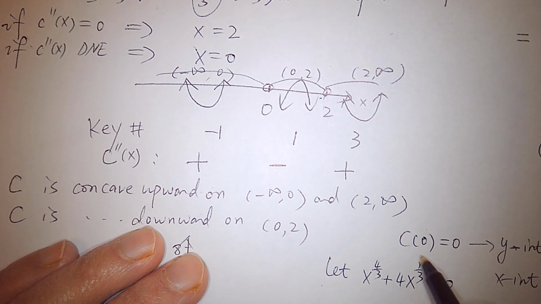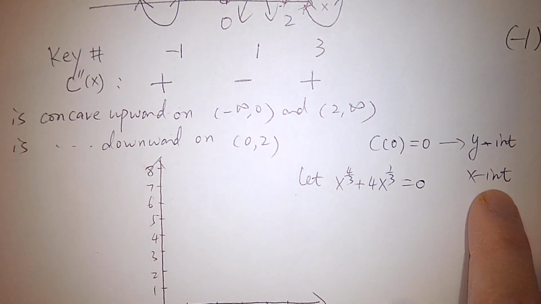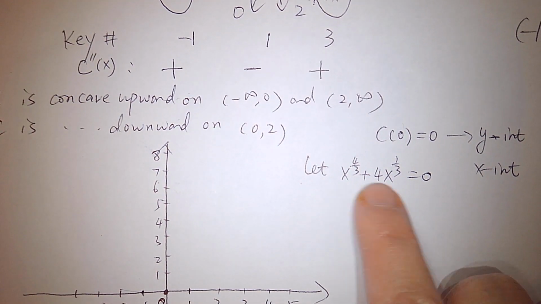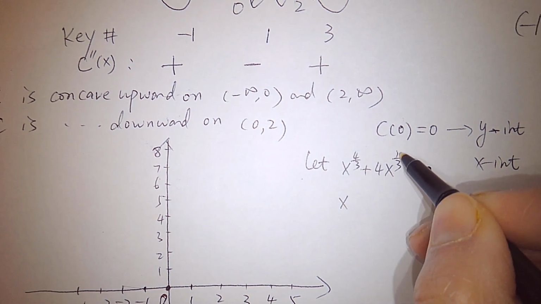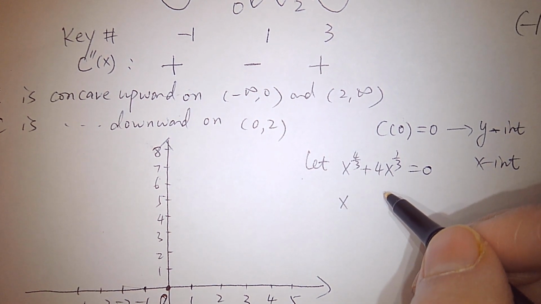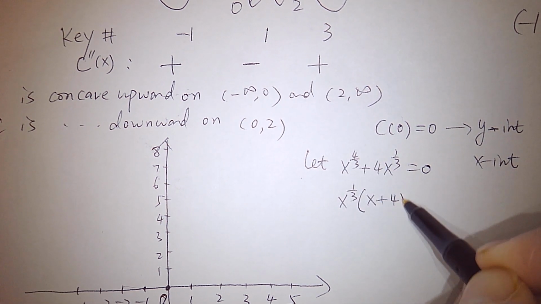Let c equals 0, and then let's solve for x. Those x values will be the x-intercepts, right? So how do we solve for x from this equation? Factor out x to the what? 4/3 or 1/3? Always choose the smaller exponent, right? Factor out x to the 1/3. Restore the original: x plus 4 equals 0.